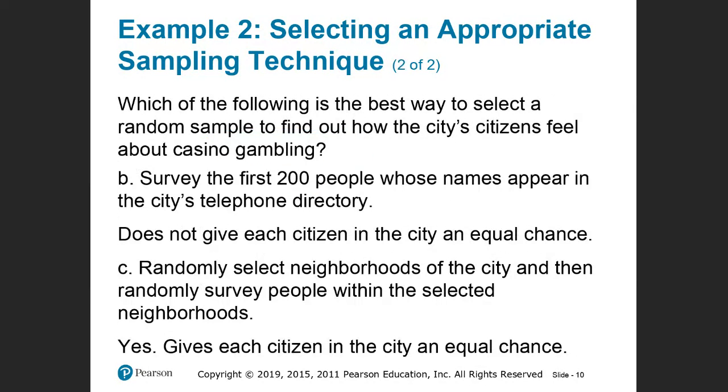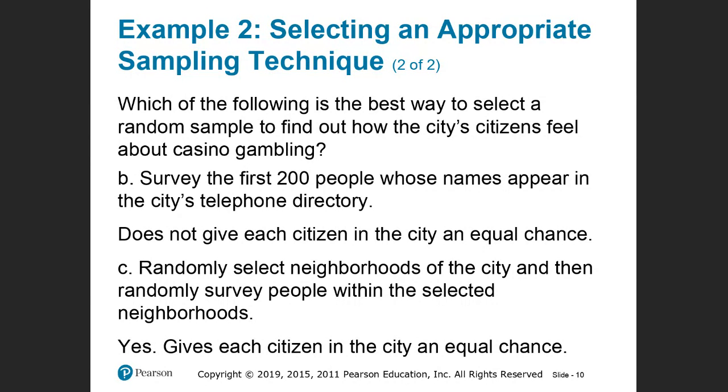Looking at letter B, survey the first 200 people whose names appear in the city's telephone directory. There's no relation, so your input data will not give a good outcome, because you never know that the first 200 are all, or mostly, casino goers. So this is not a good thing, doing sampling on the first 200.